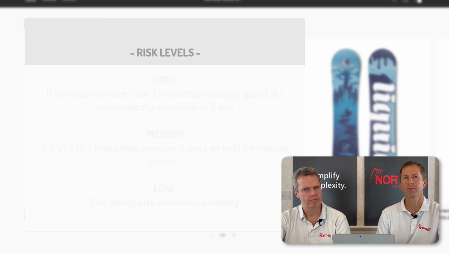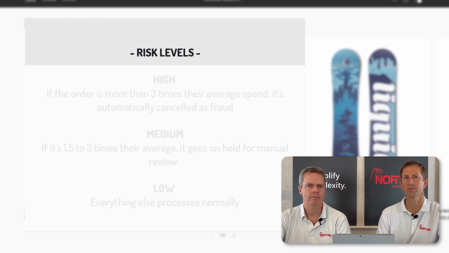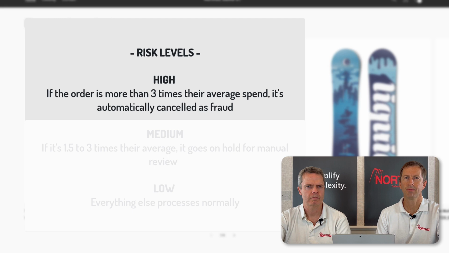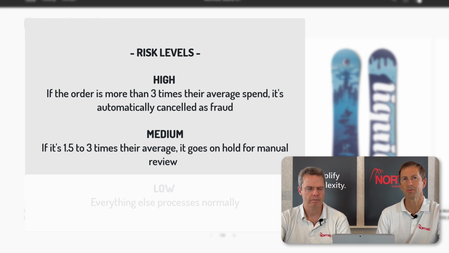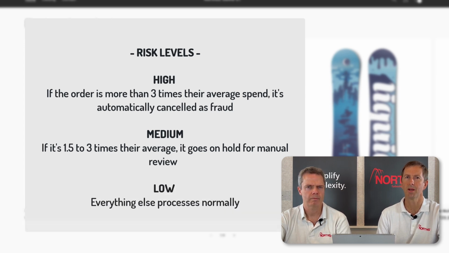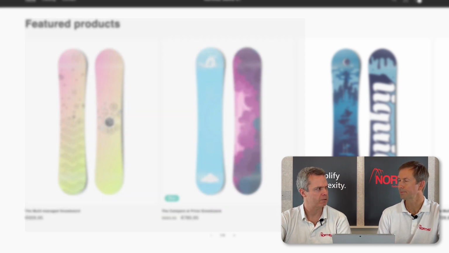This solution uses 3 risk levels based on the customer's history. The first one, high risk. If the order is more than 3 times their average spend, it's automatically cancelled as fraud. Medium risk. If it's 1.5 to 3 times their average, it goes on hold with a manual review. And low risk. Everything else processes normally. So it's not just a hard number like orders over $500 are suspicious. It's relative to each customer.